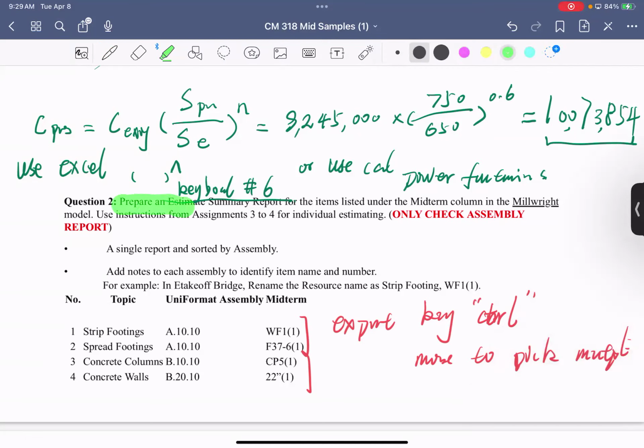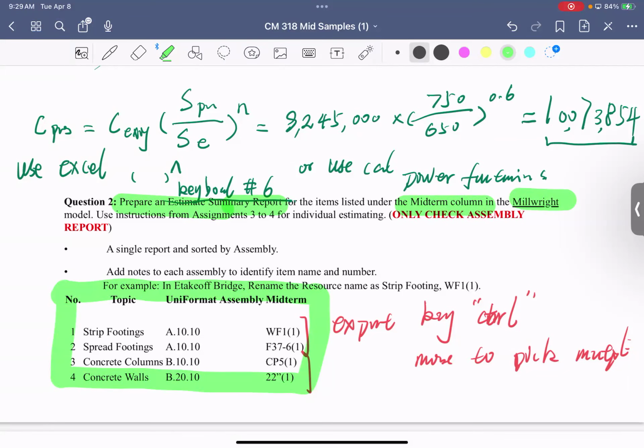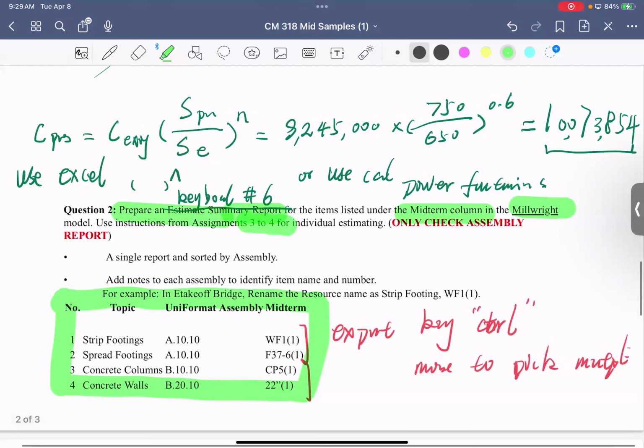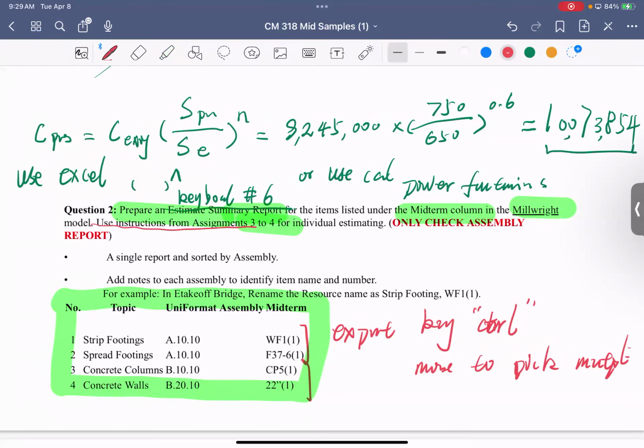So you are going to prepare an estimating summary report, which is only the quantity takeoff. I will give you the midterm column over here. And the model is the same one as your lab, right? Assignments 3 and 4 will be removed because we won't have this one. So quite simple. I will give you lab 6, 7, 8, or lab 9 and 10, so that will be similar instruction.